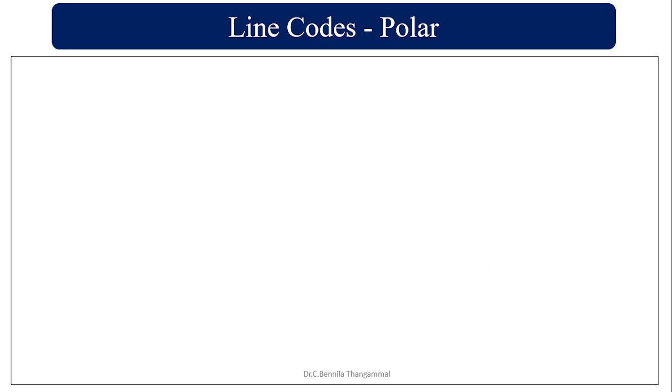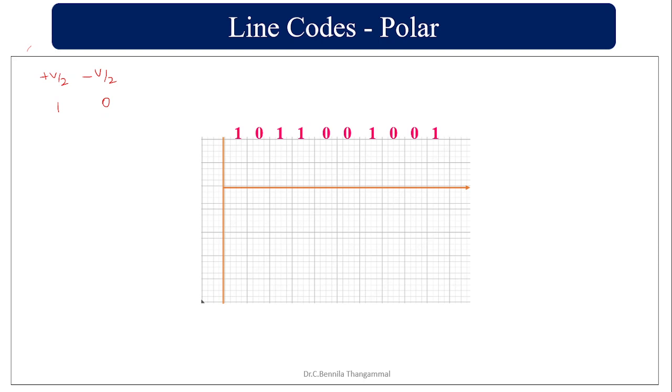Next we'll see the polar. So polar travels between plus V by 2 and minus V by 2. Plus V by 2 to minus V by 2. So if your data sequence is 1, it is indicated by plus V by 2. If your data sequence is 0, it will be indicated by minus V by 2. So we'll see the first one, return to 0.